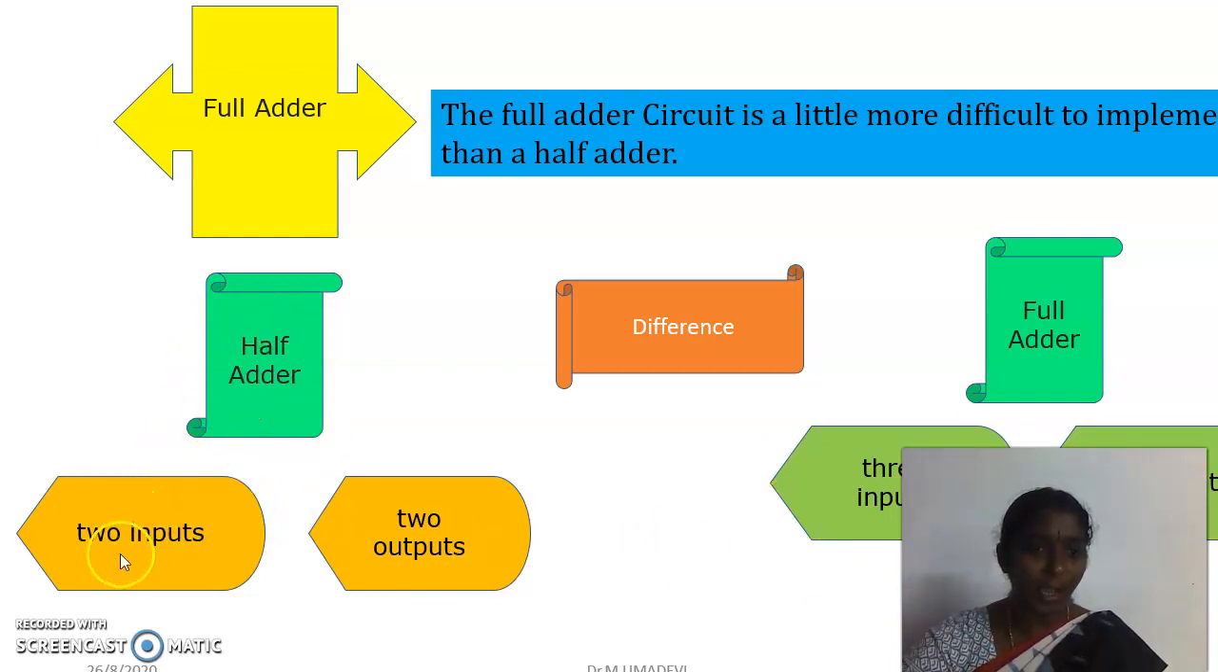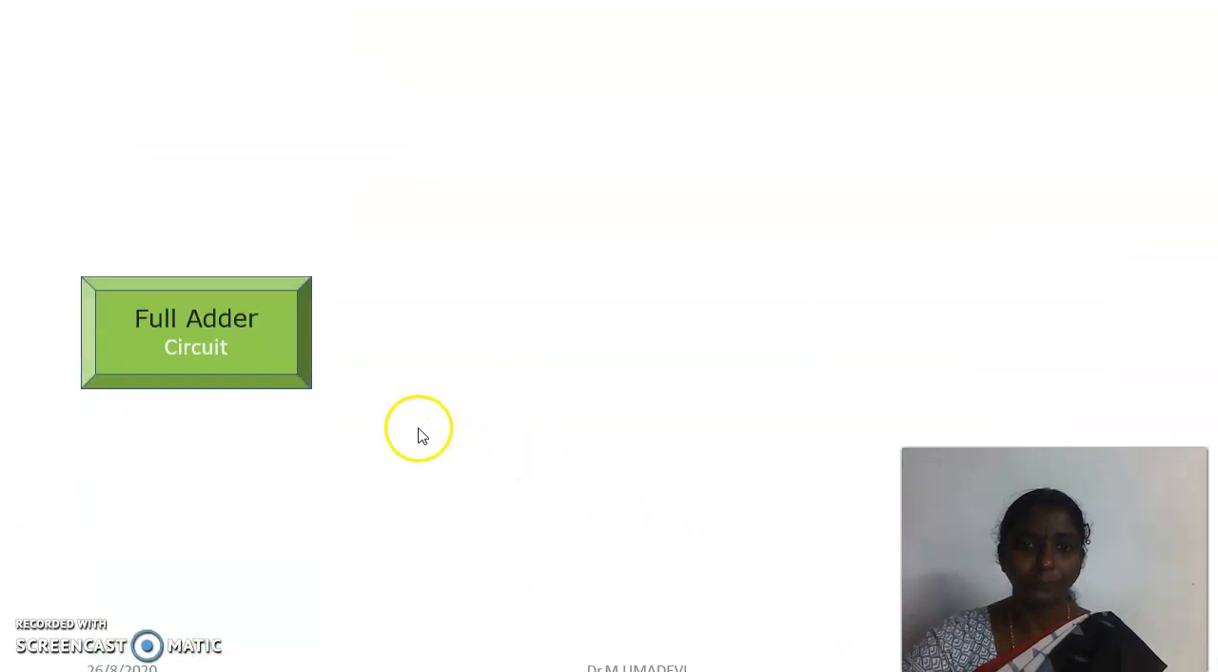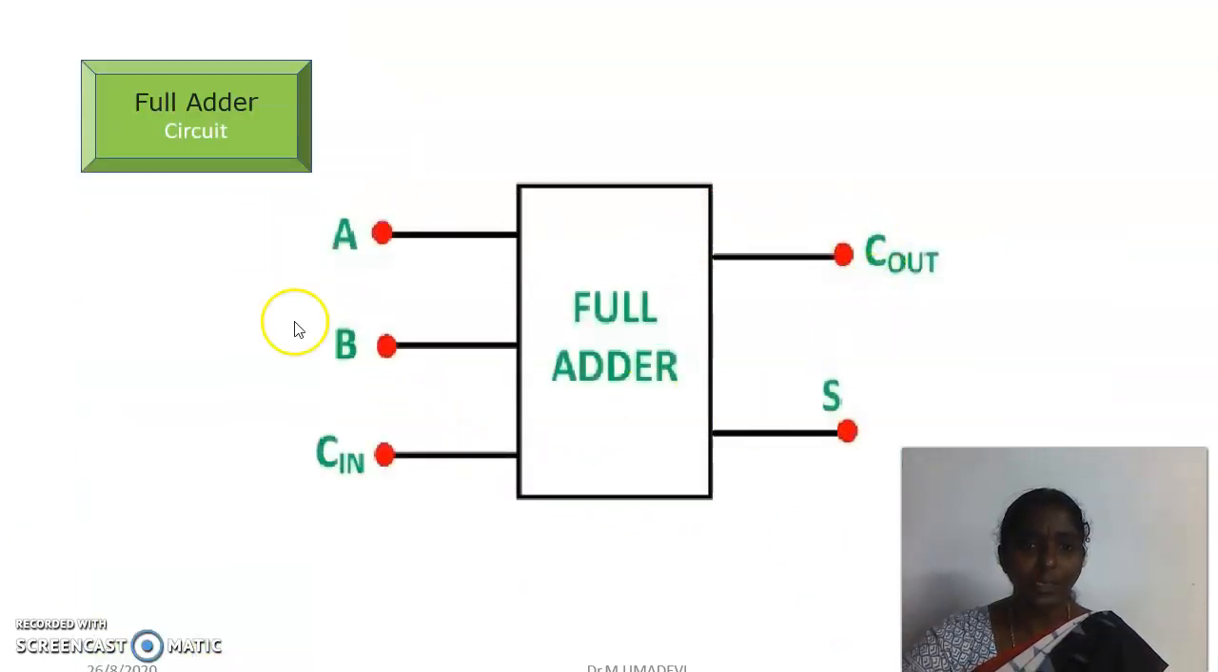The 2 inputs are A and B. The 2 outputs are sum and carry. See here, in the full adder we have 3 inputs: A, B, and C input, the carry input. We have 2 outputs: one is C out, the carry out, and the other is sum. This is the full adder circuit.